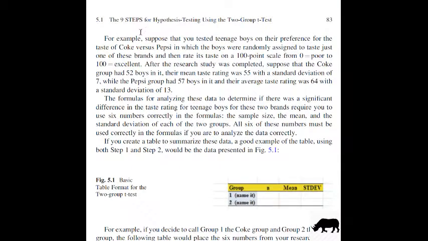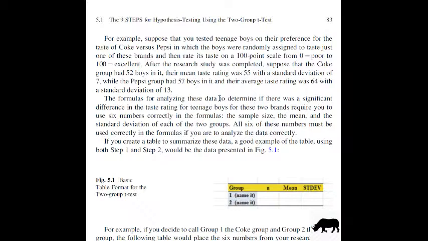For example, suppose that you tested teenage boys on their preference for the taste of Coke versus Pepsi, in which the boys were randomly assigned to taste just one of these brands and then rate its taste on a 100-point scale from 0, poor, to 100, excellent.